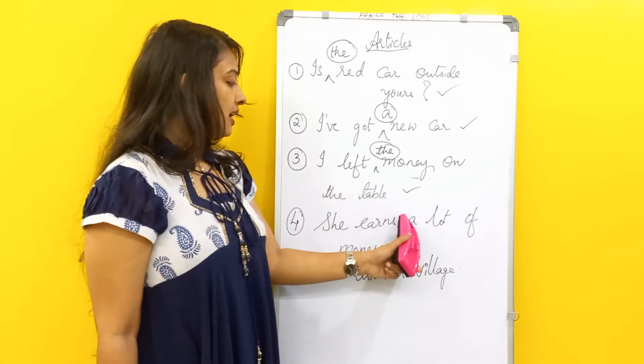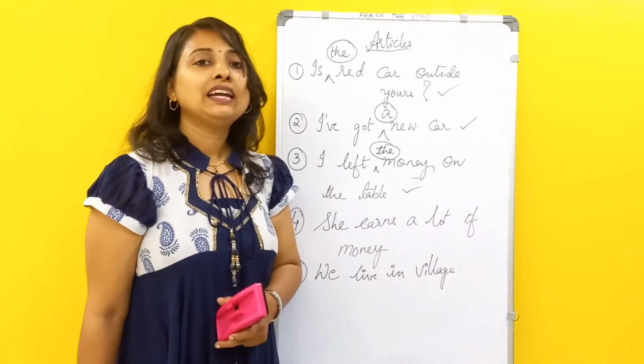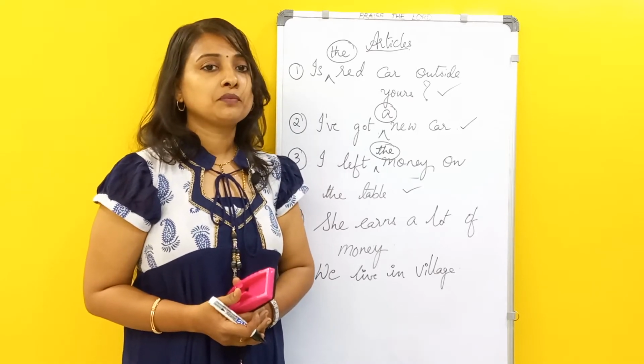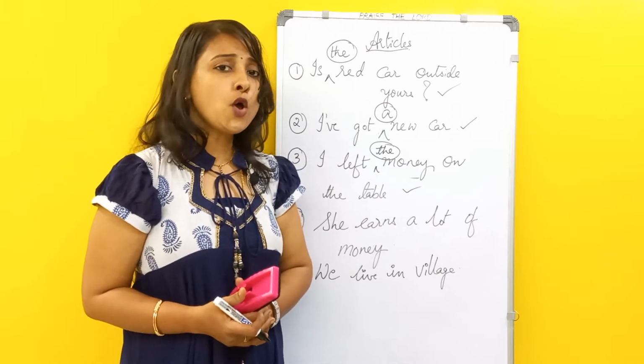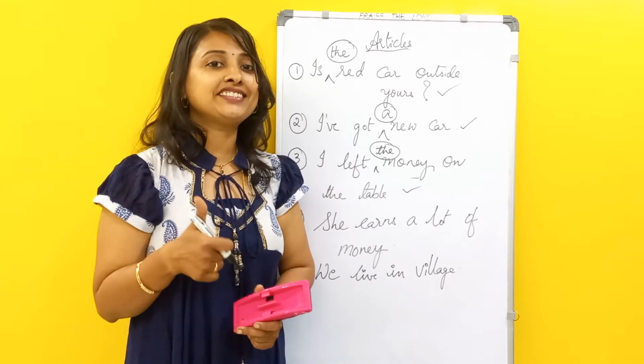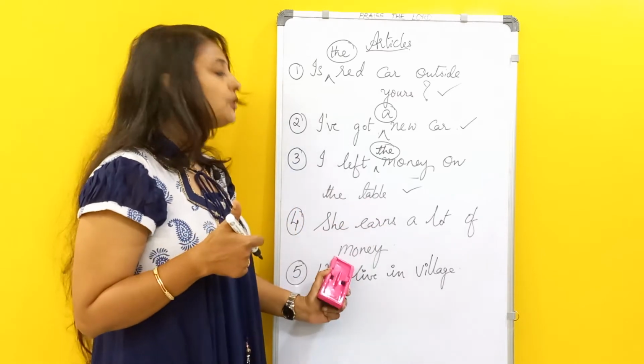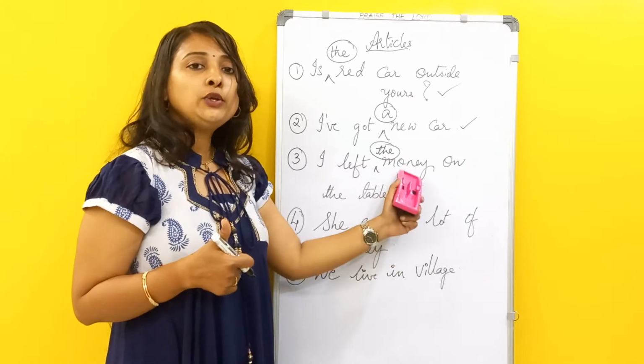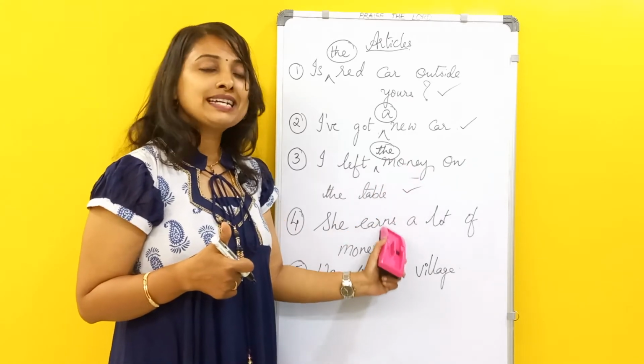She earns a lot of money. Is this correct? Is it correct or no? Yes, it is correct. Here also there is money. In both the cases, we are using uncountable nouns.